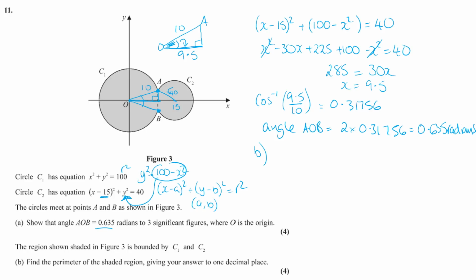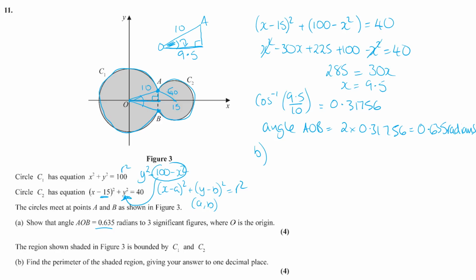The region is shaded and bounded by C1 and C2. Find the perimeter of the shaded region. So the perimeter is all the way around the outside. We need to find the arc length of the large circle, and we need to add on the arc length of the smaller circle.